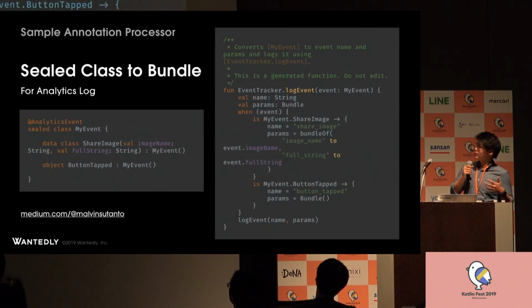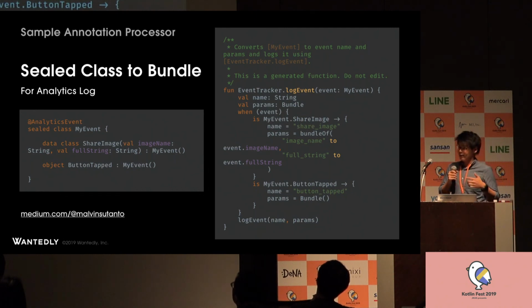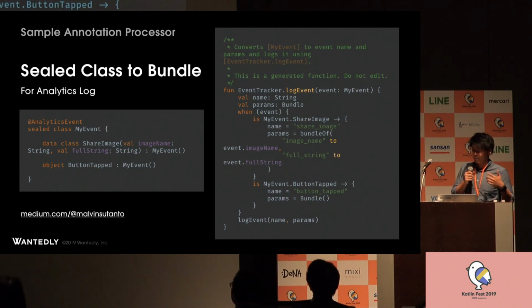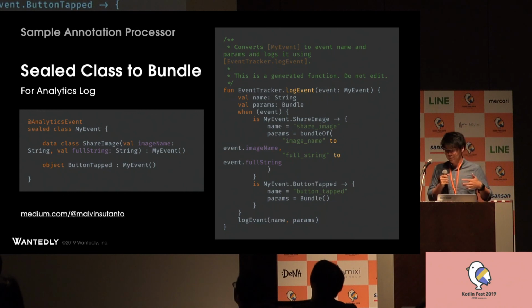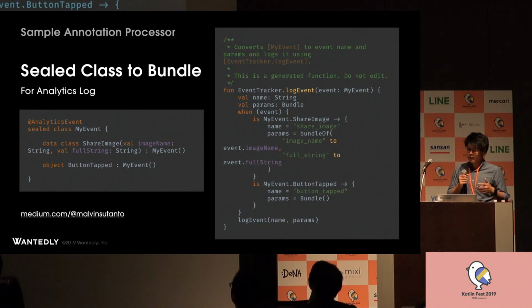Another implementation of an annotation processor that we have is for analytics. This annotation processor accepts annotations on a Kotlin sealed class and then generates a map of parameters that we can easily pass to an analytics library. This implementation is very similar to the annotation processor that we've talked about today.